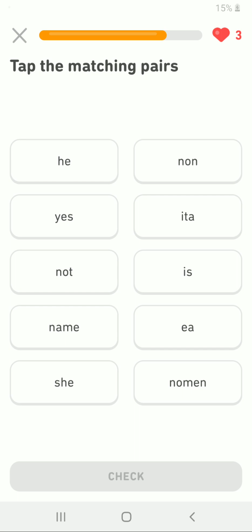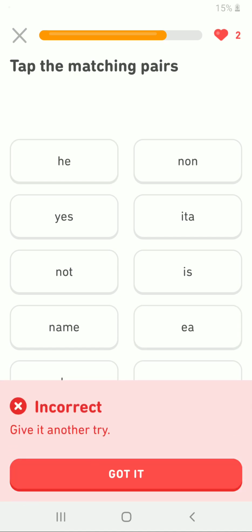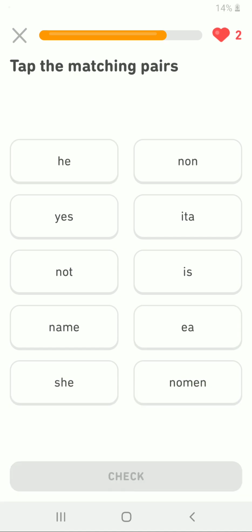Alright, so he, we know it's he. What does that mean? Ea. Oh, it's a mistake. It might be is. It's not ea, but is. It might be he is.